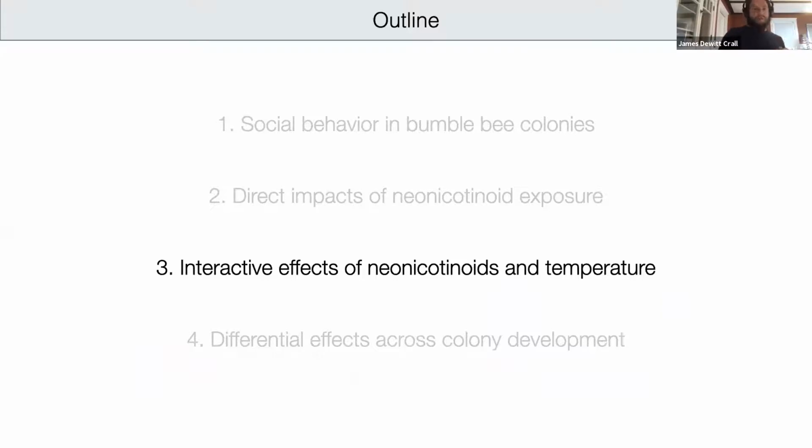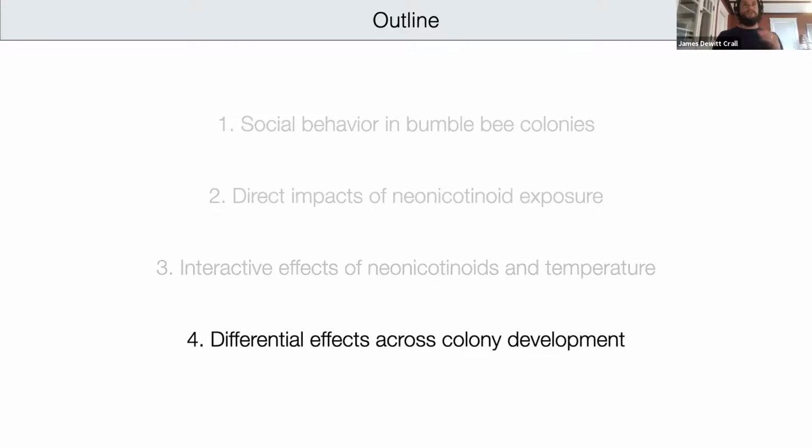The last thing I want to do, I don't know where I'm at on time, but okay, I'll try and spend about 5 minutes telling you a little bit about the most recent work we've been doing, trying to look at how these effects might vary with colony development. So differential effects across this colony life cycle.